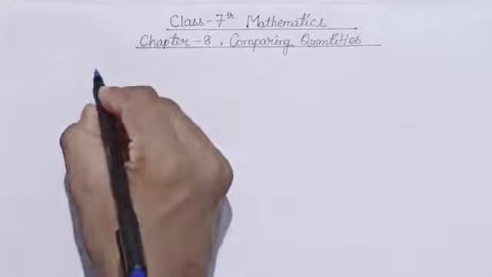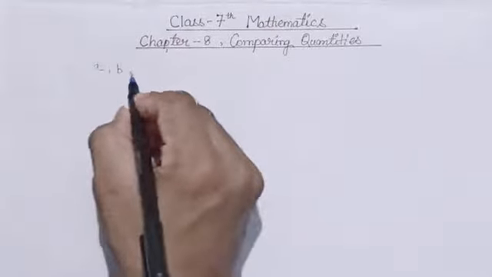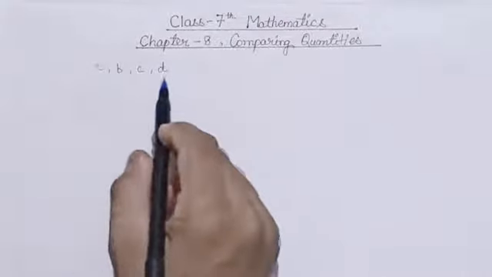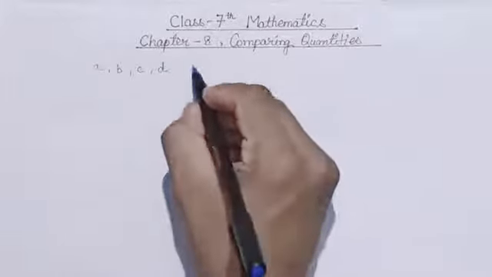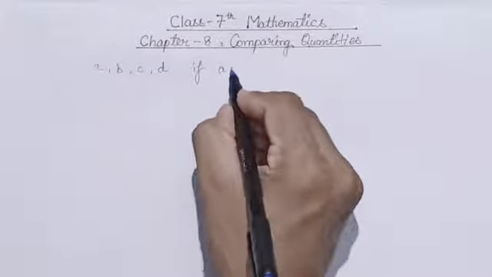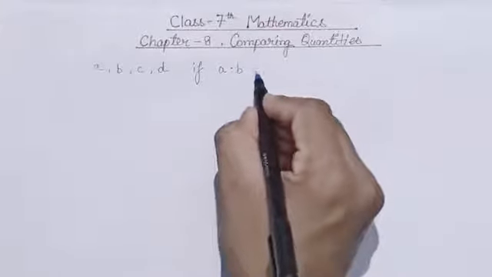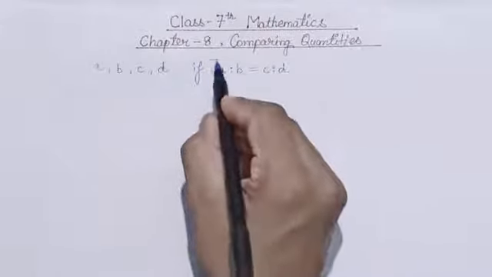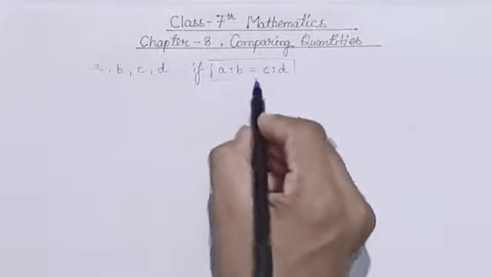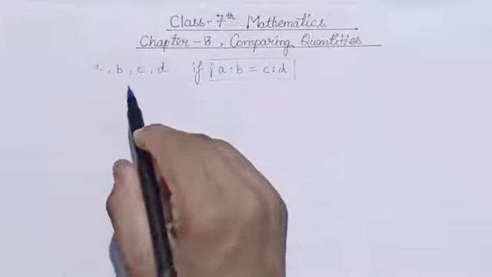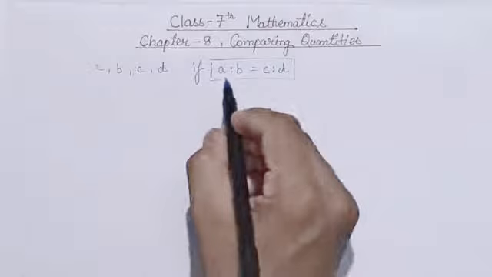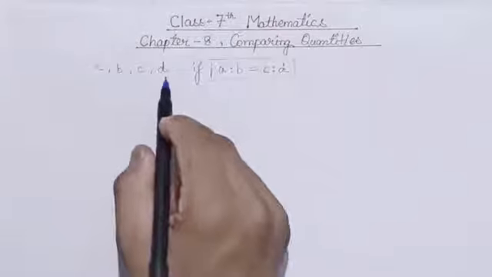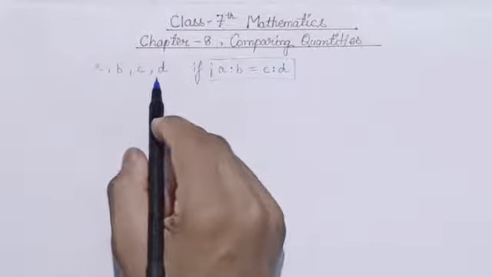Suppose there are four numbers A, B, C and D. Then these numbers are said to be in proportion only if A is to B is equal to C is to D. So this is the condition for these four numbers to be in proportion. If A ratio B is equal to C ratio D, then we can say A, B, C and D are the numbers which are in proportion.